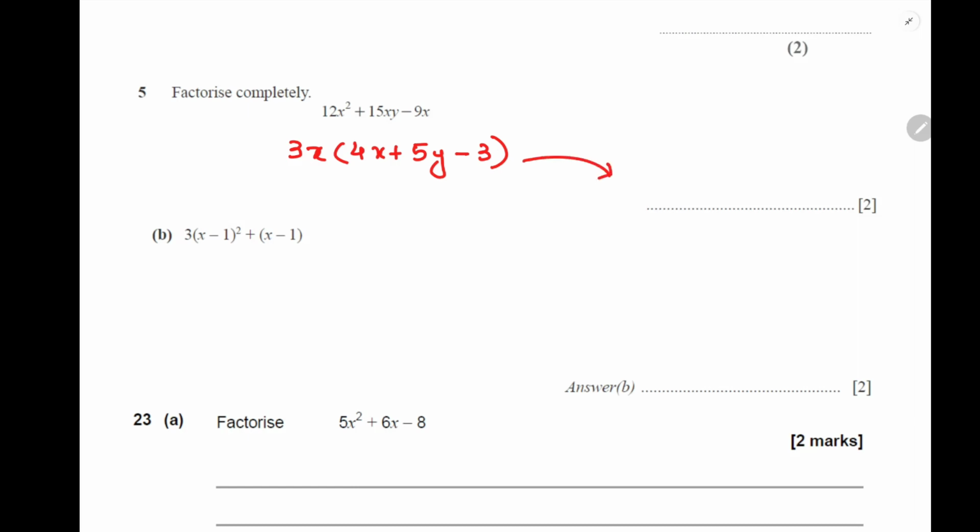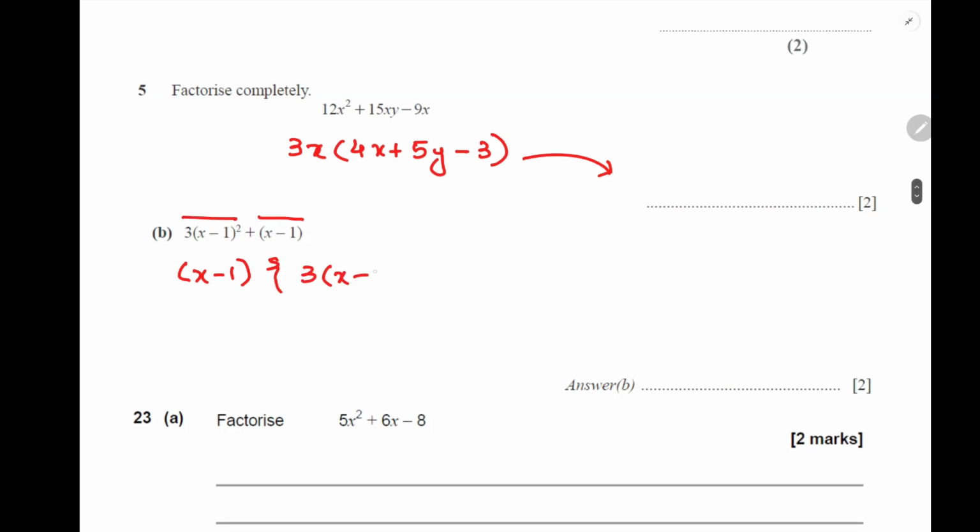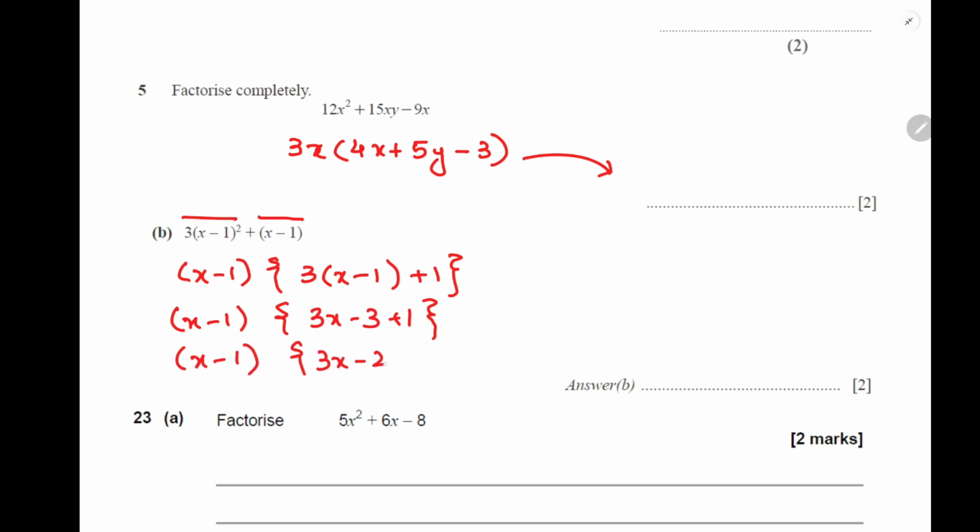Okay, now here, I have to check for the common first. I can take x negative 1 common. This is a bit tricky. We're having 2 terms only, and I can take x negative 1 common very easily. So inside the bracket, I'll be left with 3x negative 1 and a plus 1 here. Then I'll do some simplification: 3x minus 3 plus 1. And it would be x minus 1 and 3x minus 2. So this would be my answer: x minus 1 and 3x minus 2.